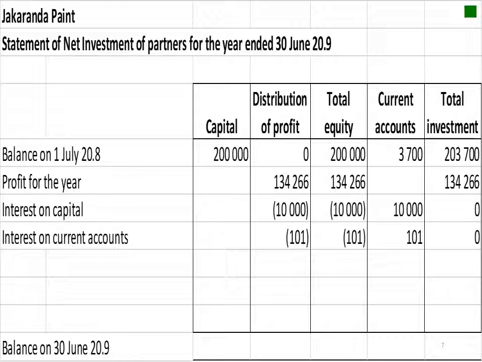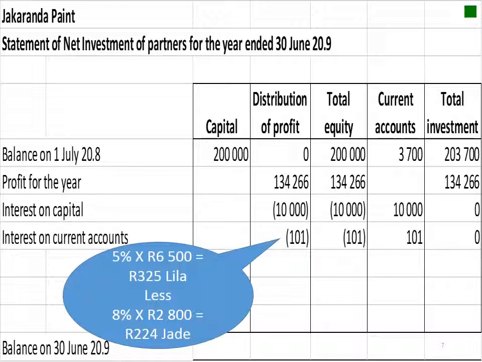Then interest gets allocated on the partner's current accounts. Remember, if the current account has a credit balance, which Lila did, then the interest is 5%. So that's 5% on her credit balance is 325. So Lila would have 325 credited to her current account, and we would debit the distribution of profit account with 325 interest. But Jade has a debit balance, and the debit balance has 8% interest. So in other words, Jade owes 224 Rand.